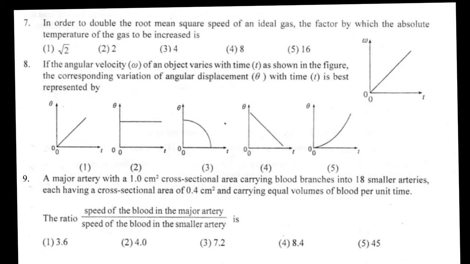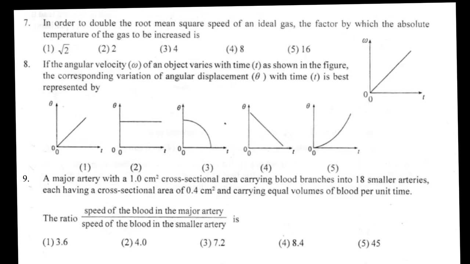Angular velocity omega and time graph of an object is given. So it shows that omega increases with time linearly. Omega is rate of change of angular displacement, so that is omega equals delta theta over delta t. And in the answers they have given theta t graphs.